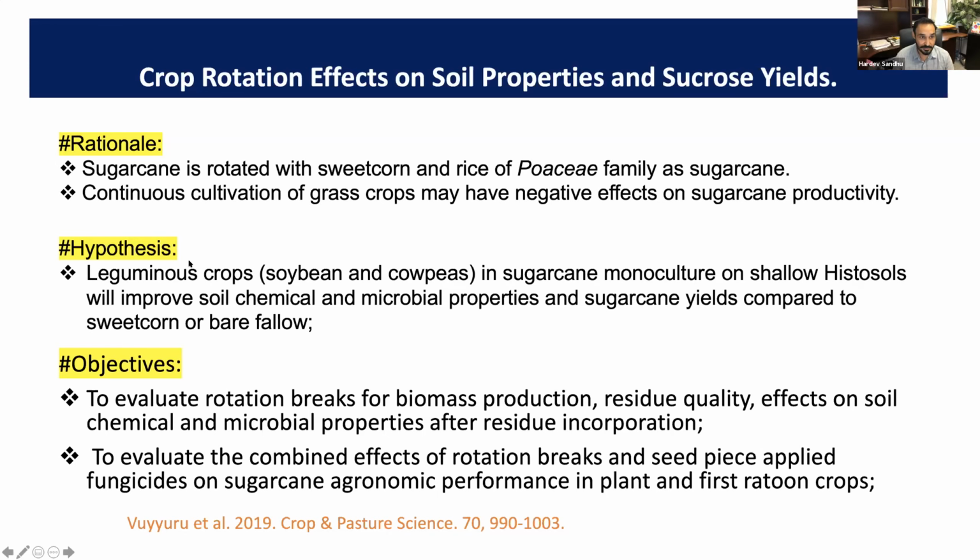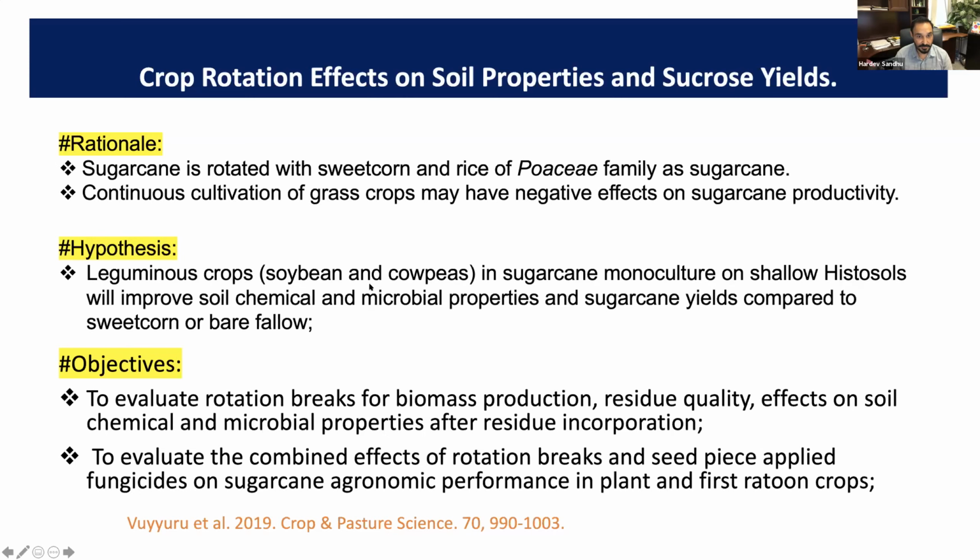So in this case, traditionally we only have sweet corn and rice used as rotation crops. In this one, we compared some leguminous crops, soybean and cowpeas, in the sugarcane monoculture, because sweet corn and sugarcane are from the same family, and similarly rice is also from the family Poaceae. So there may be some effect: if we grow crops from the same family again and again, that may have some negative effect on soil properties.